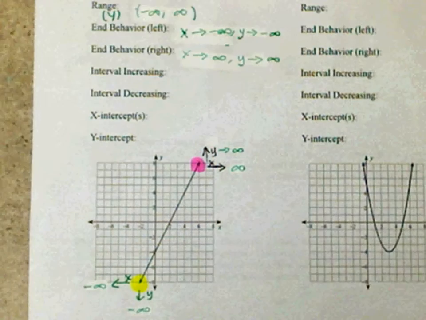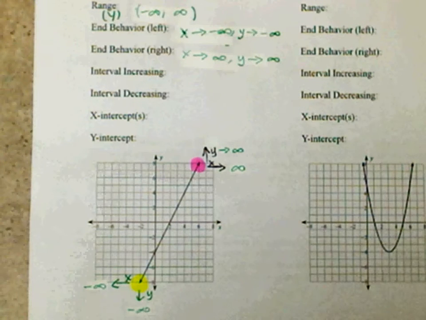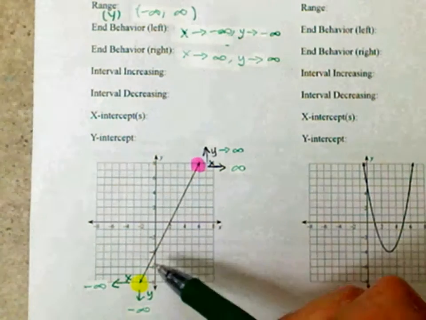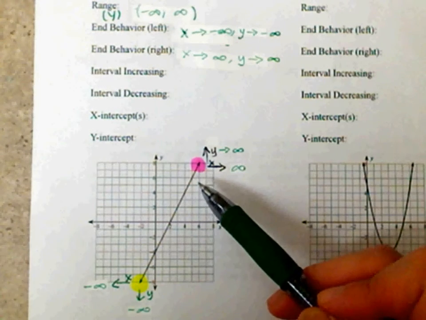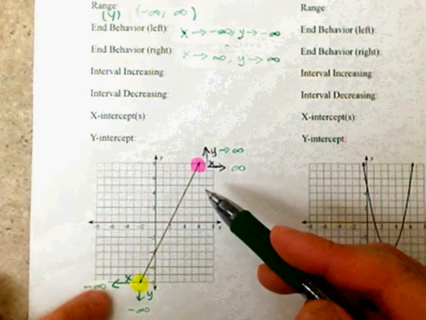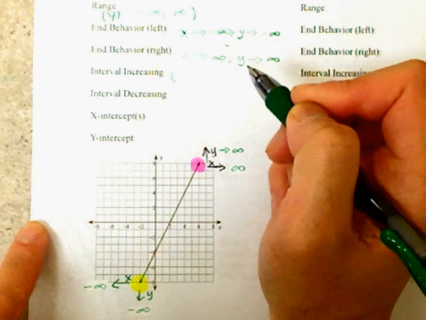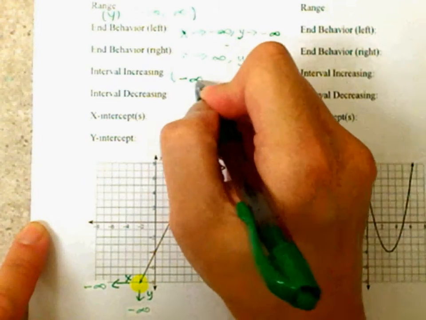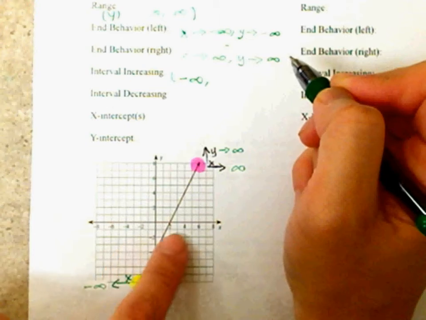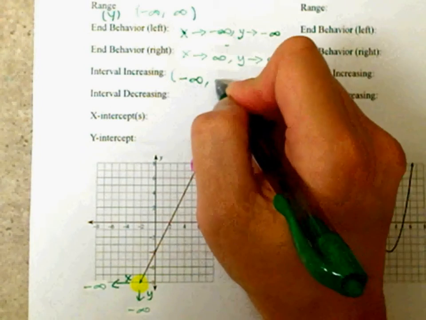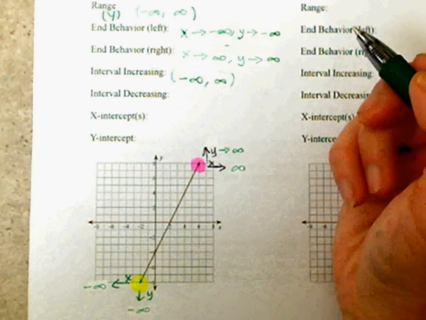Your interval increasing. Look at this graph. What is taking place? It is increasing continuously. Where is it increasing from? Well, it starts down here. It is always your x value. And what is that value? It is negative infinity. Where is it heading toward? It's heading up toward positive infinity. Interval increasing is always in parentheses.